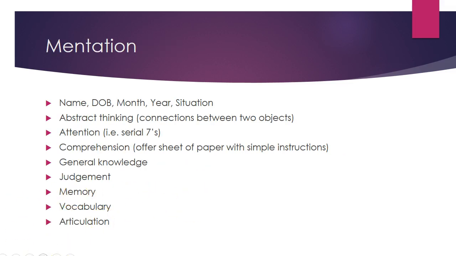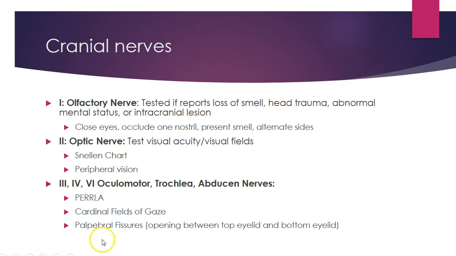Oh, I talked about all this already. So your cranial nerves. We have the olfactory nerve, which is basically smell. They only test it if there is a loss of smell, head trauma, abnormal mentation, or intracranial lesion. The way you test for it is closing your eyes, occluding one nostril, presenting smell on alternating sides.